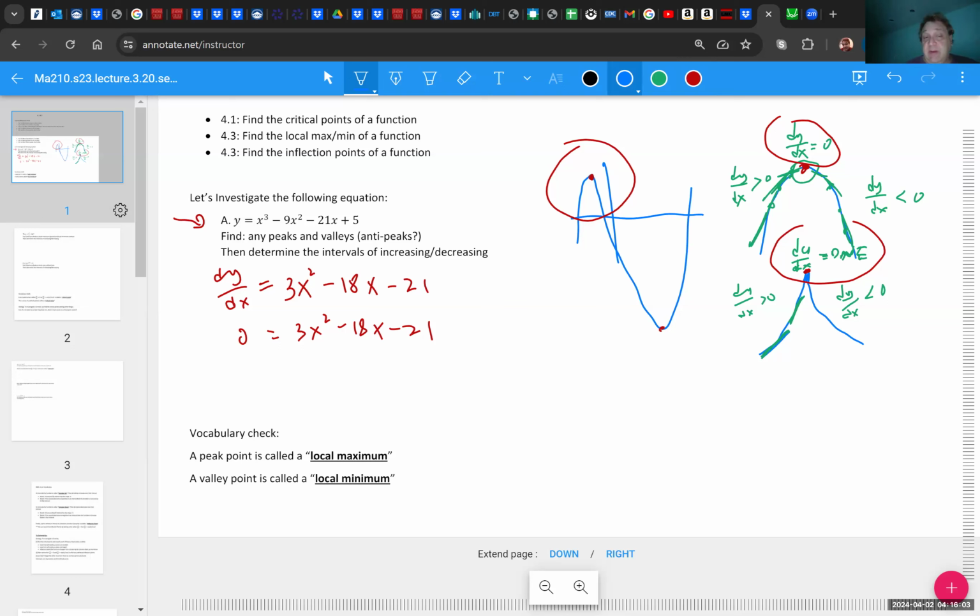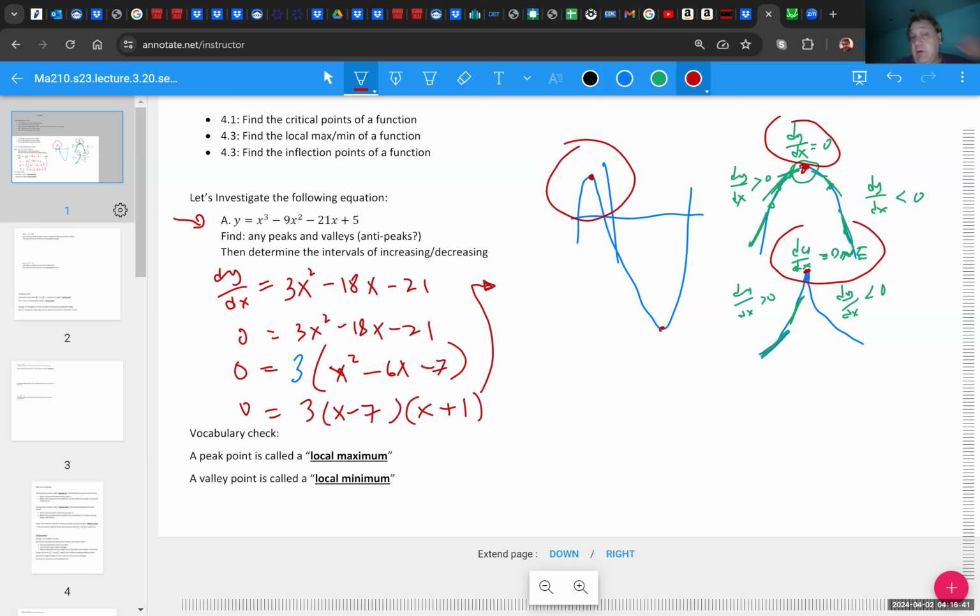First of all, I'm going to factor out something common, which is a 3. So I get 0 is equal to 3 as a common factor, and then I'm left inside with x squared minus 6x minus 7. Then I'm going to factor this trinomial inside. So 0 is equal to this 3, and on the inside, I'm going to have x minus 7 and x plus 1. Please double check that that's correct. Factoring is a guess and check prospect, so you should always think about whether it is really equivalent to x squared minus 6x minus 7.